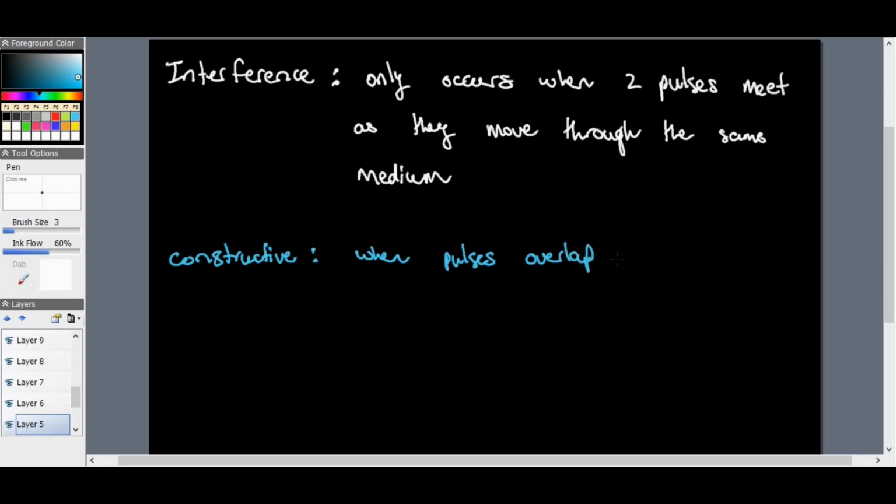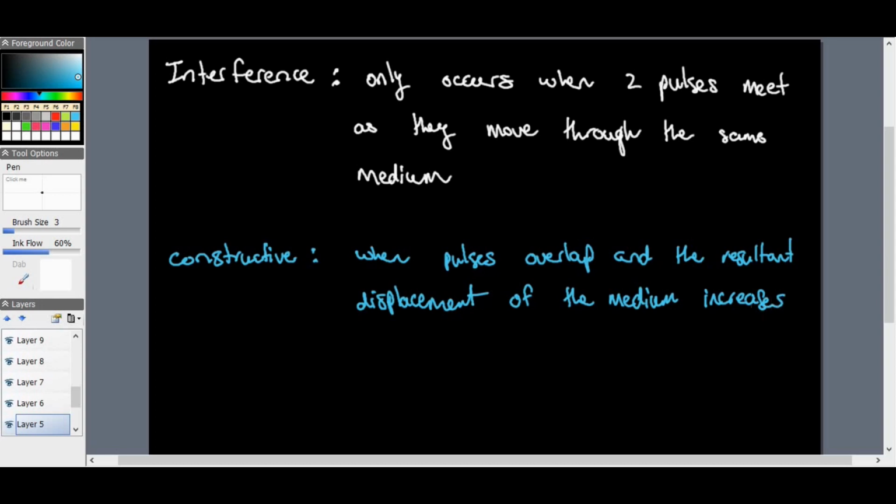They overlap, and the resultant displacement of the medium increases at the point of overlap. In other words, it makes a bigger pulse. So when the two meet, it obviously yields a larger pulse, or one with an increased amplitude.